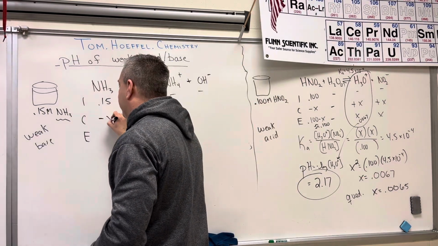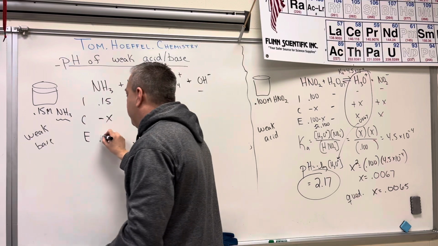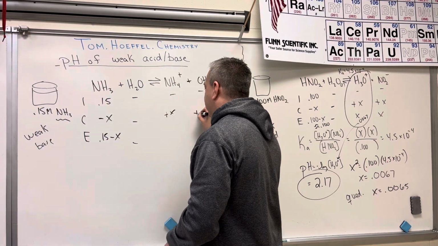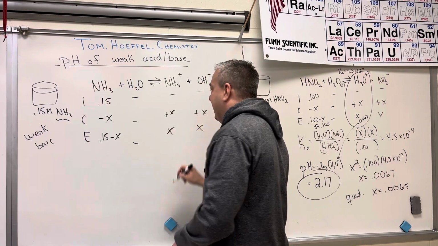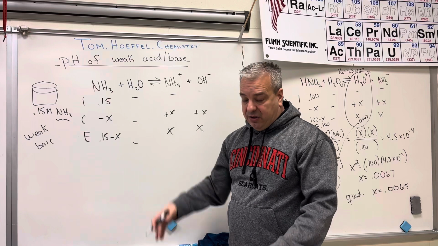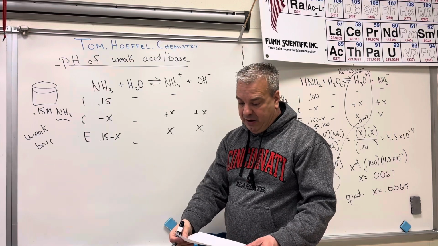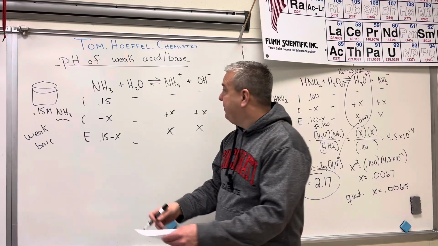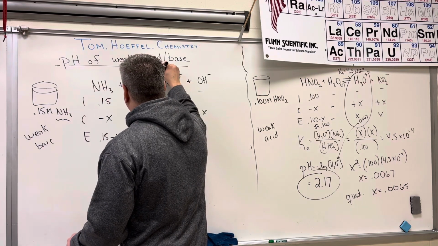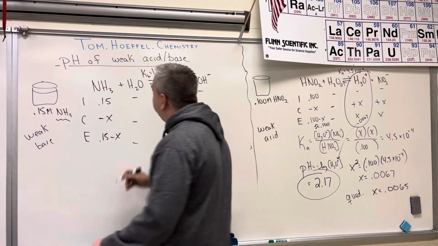So this is going to go down. So this is going to be 0.15 minus x. This is going to go up x. This is going to go up x. So we got x. And we got to figure out, can we approximate here? So I have to look up the Kb value. And when I look up the Kb value, it ends up being 1.8 times 10 to the negative 5.